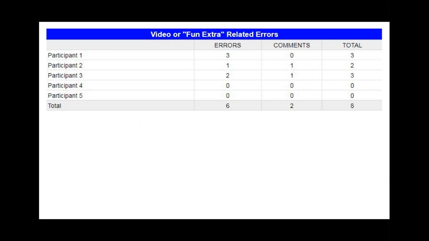Based on the test results, there are a number of changes to the website that need to be made. Summarizing the tasks that yielded the most errors, there seemed to be confusion between looking for videos and the Fun Extras tab. Specifically, this table shows that out of only 5 users, there were 6 videos or Fun Extra related errors and 2 comments that were made about it, for a total of 8 findings. So I would recommend clarifying the title of Fun Extras.